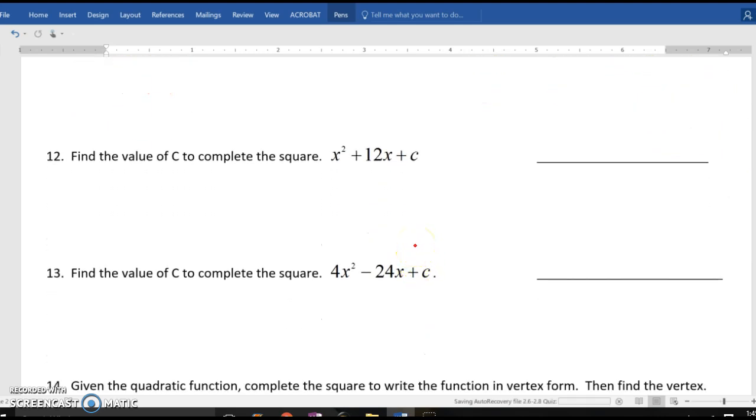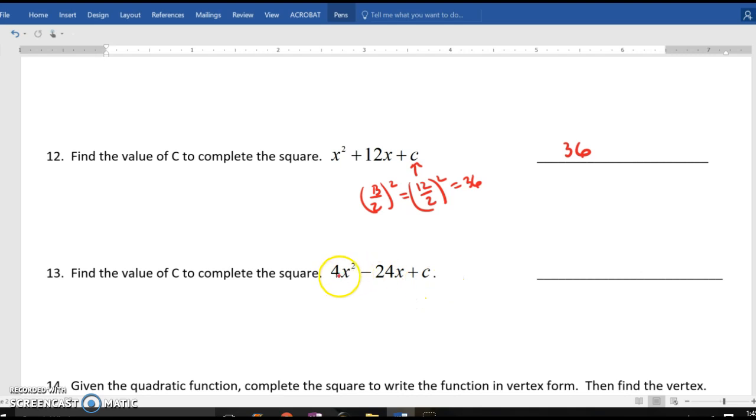For number 12, to find c, when we complete the square, remember all we do is take half of b and square it. So if b is 12, half of 12 is 6. 6 squared is 36. So in order for that to be a perfect square, c would have to be 36.